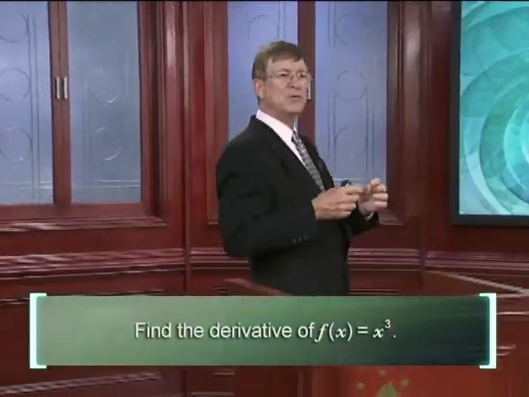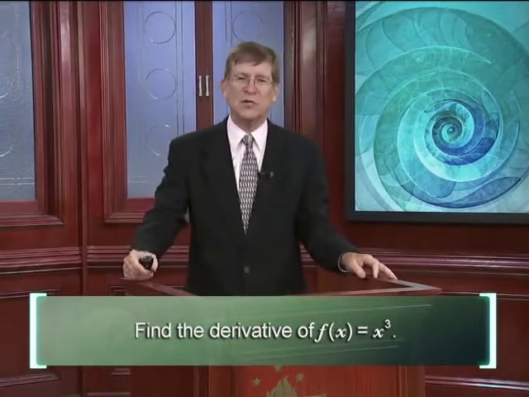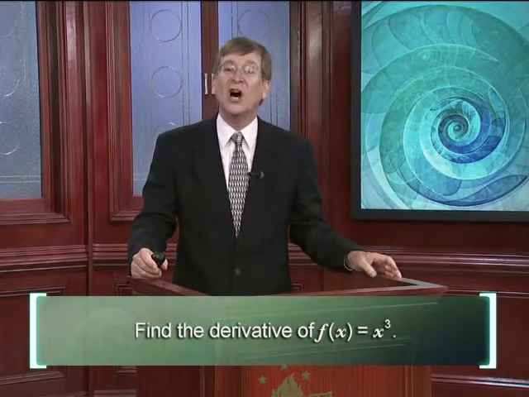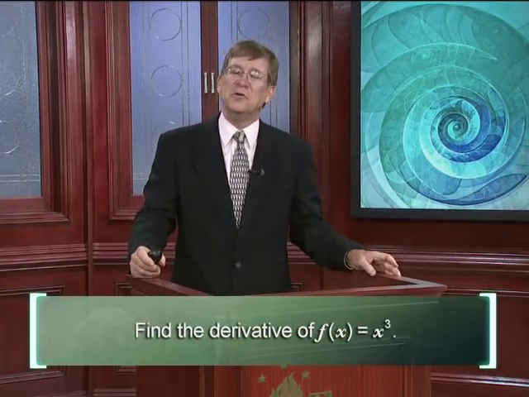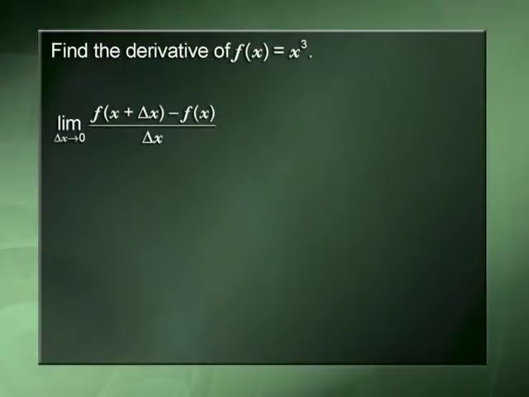So let's find the derivative of the function x cubed. f of x equals x cubed. A nice little polynomial. Remember, it's an odd function. It's symmetric about the origin. Let's find its derivative. Well, the derivative would be that limit, f of x plus delta x minus f of x, all divided by delta x, and you take the limit as delta x goes to 0.